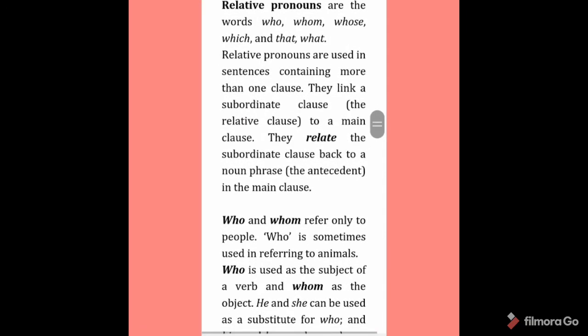Now we come to relative pronouns. Relative pronouns are the words who, whom, whose, which, that, and what. Relative pronouns are used in sentences containing more than one clause. They link a subordinate clause, the relative clause, to a main clause. They relate the subordinate clause back to a noun phrase, the antecedent in the main clause. Now we will learn what a clause is in detail in a later chapter.